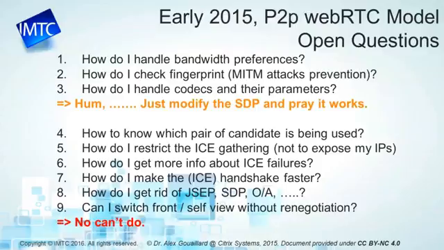So there were a few questions that we couldn't answer with that model, and that were communicated to the standard committee. How can I handle the bandwidth preference? Because I might know more about the network environment than the browser does. How can I check the fingerprints to avoid a man-in-the-middle attack? How can I handle codec and the parameters and so on and so forth?